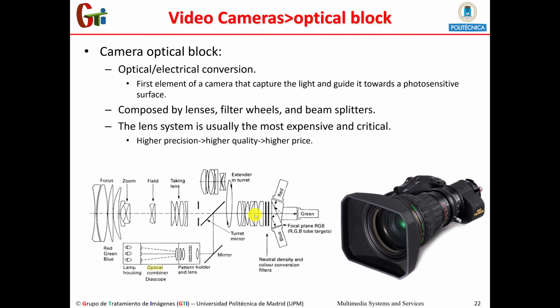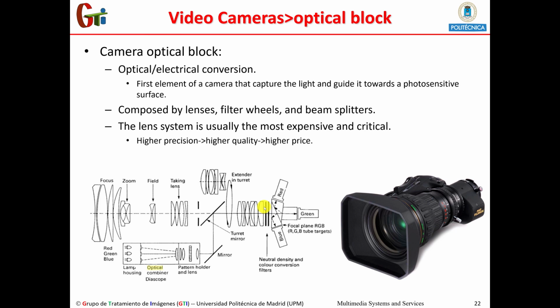transducing light in the world into electrical signal in our camera electronics. So, in this sense, it is the first element of the camera that captures the light and guides the light toward the sensitive surface that is the sensor of the camera. The optical block is composed of different elements like lenses, filter wheels, and beam splitters.